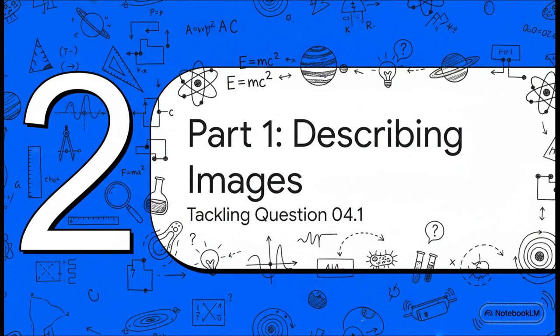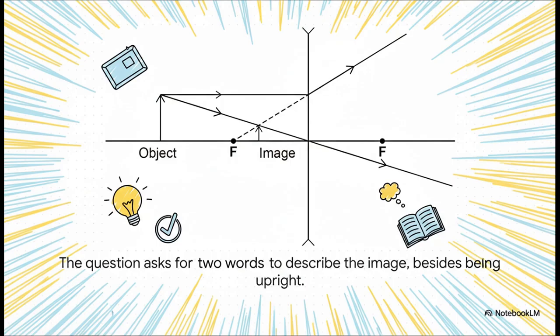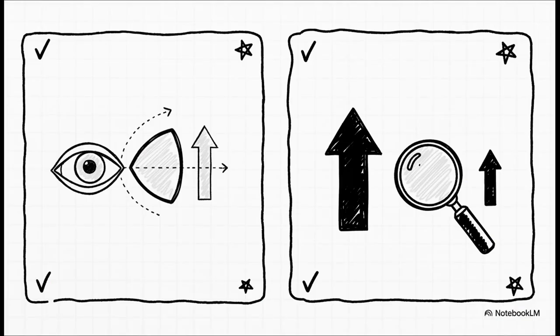Okay, let's jump right into the first part, 04.1. This one is all about using your precise scientific language. So, the question gives us this ray diagram for a concave lens. We're told the image is upright, but we need to come up with 2 more words to describe it. This is a classic test of your key terminology. So, what are the exact words they're looking for? And there they are. The 2 magic words are virtual and diminished.